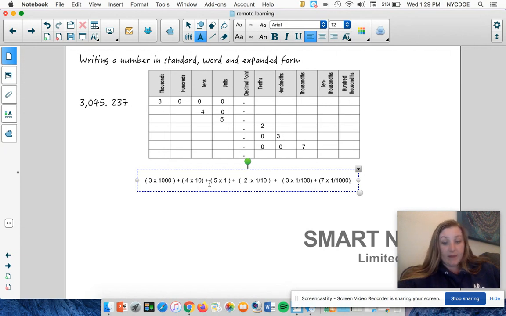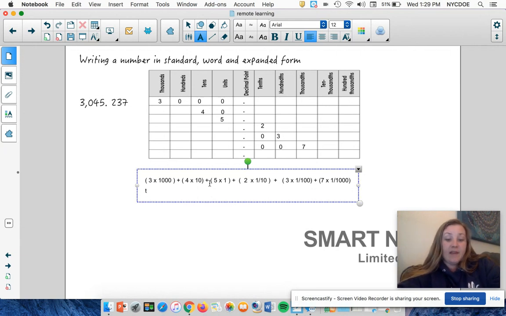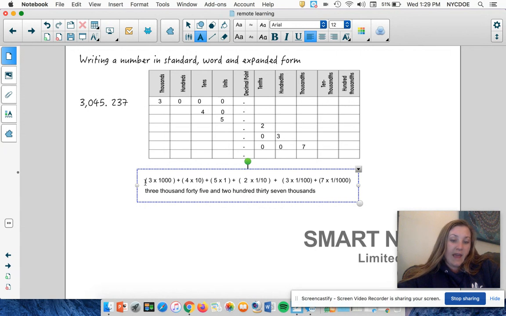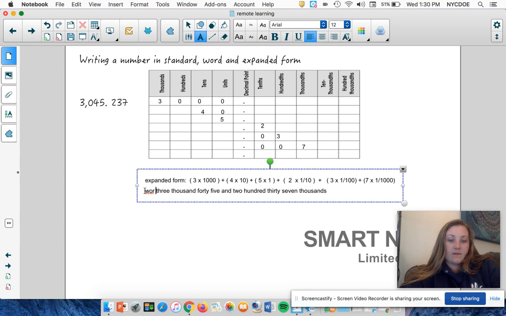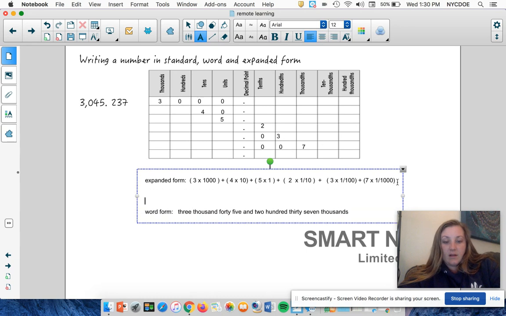My word form would be 3,045 and 237 thousandths. So we have expanded form, word form. Right, I don't want to leave this out. I'll go back and add this in exponent form.